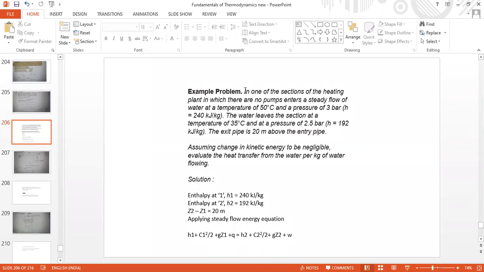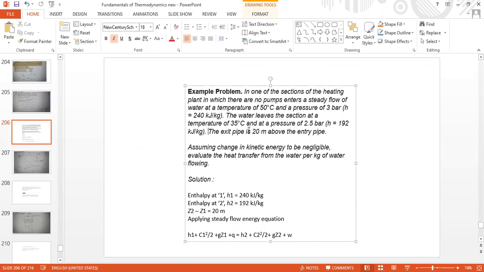You see here, in one of the sections of a heating plant, in which there are no pumps, water enters at a steady flow at a temperature of 50 degrees centigrade and a pressure of 3 bar. The water leaves the section at a temperature of 35 degrees centigrade and at a pressure of 2.5 bar. However, enthalpy values H1, H2 are given. The exit pipe is 20 meters above the entry pipe.